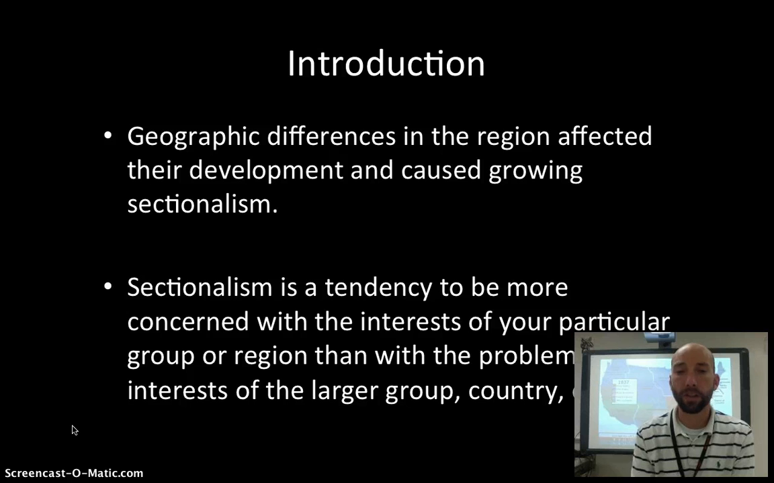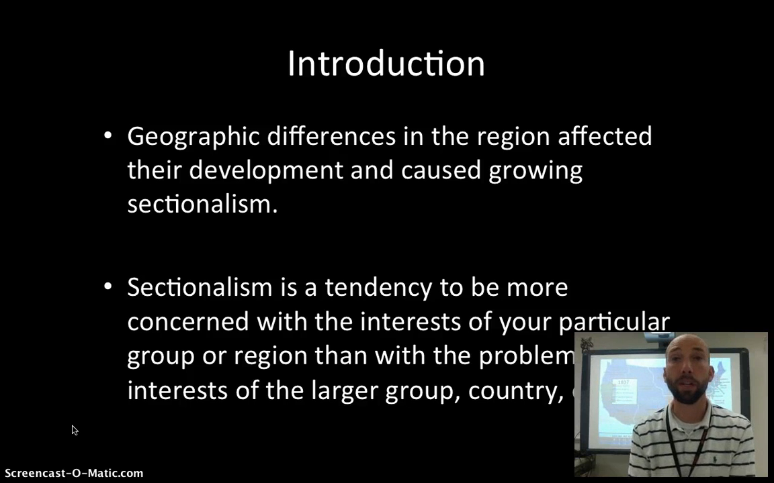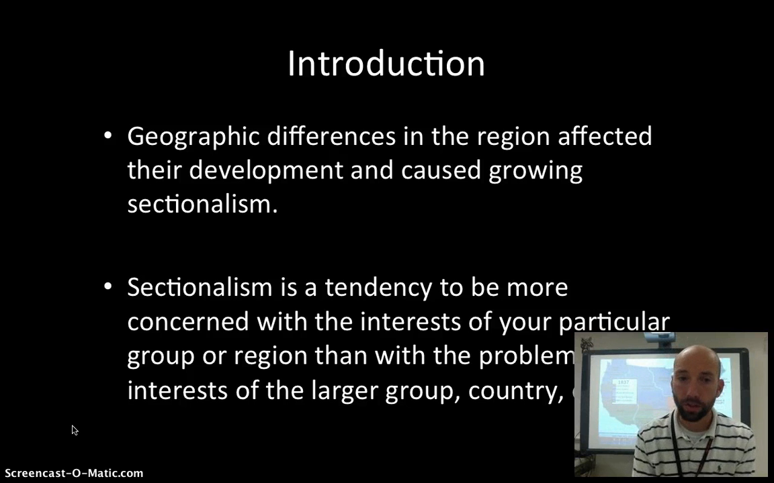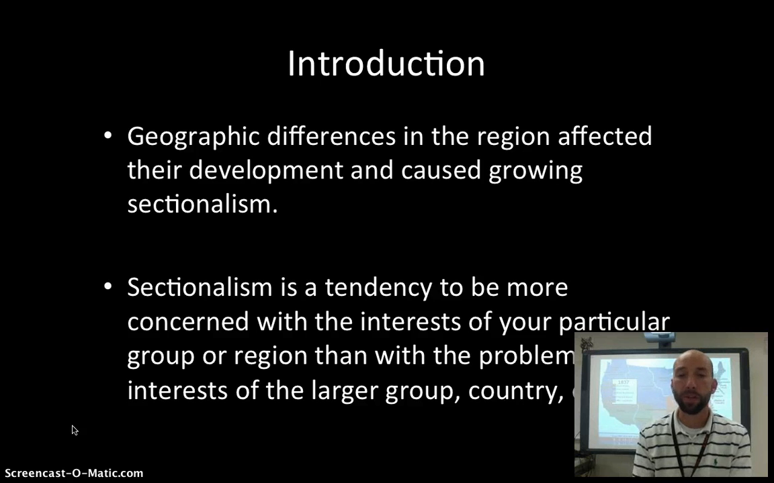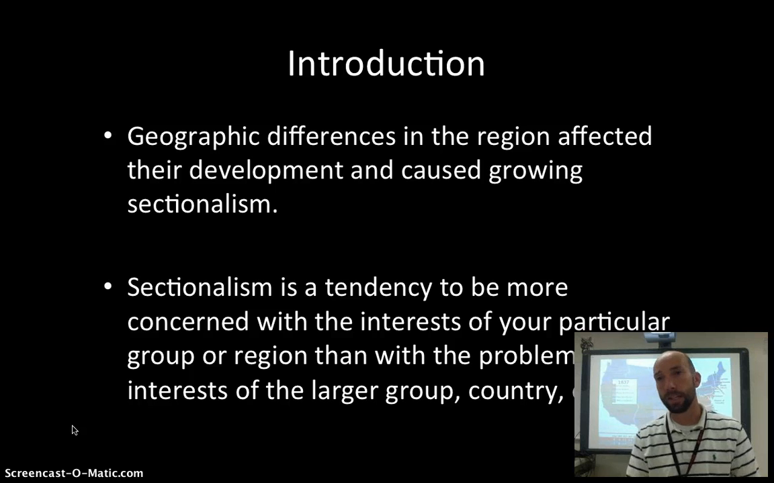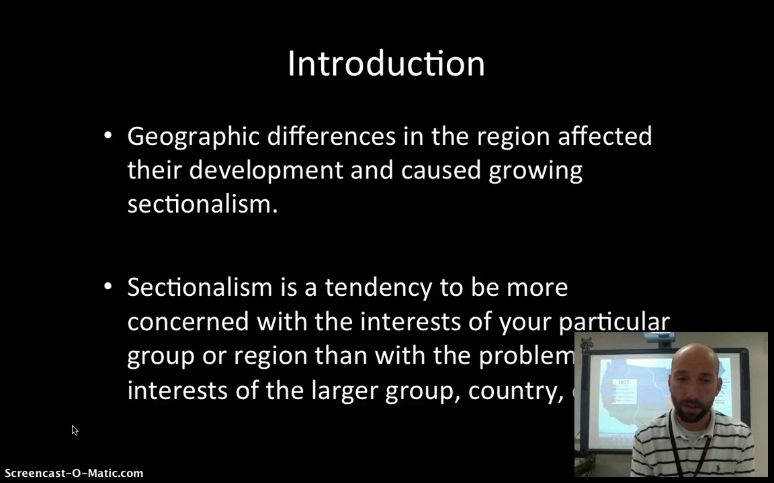So first, sectionalism is a tendency to be more concerned with the interests of your particular region than with the problems of the entire country. An example of that would be the South, where the South is more concerned with what's happening there than with what happens in the whole country. A good example we've discussed in class is tariffs. The South doesn't like tariffs, but tariffs are good for the North. Tariffs hurt the South, so the South thinks that tariffs are bad, though they don't really see that it could help the North. They only see from their own perspective, which makes sense, to be honest.